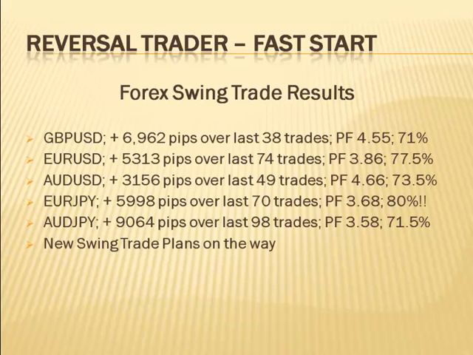The Trend Jumper Reversal Trader is getting some amazing results. Here's a sample of some of the swing trade results we've been getting with our custom trade plans. The Pound US, over 6,900 pips. Look at the profit factor, 4.55. The profit factor is one of the most important statistics that we need to pay attention to as traders. Anything over 1.5 is excellent. 4.55, well, that's amazing. Winning over 71% of its trades.